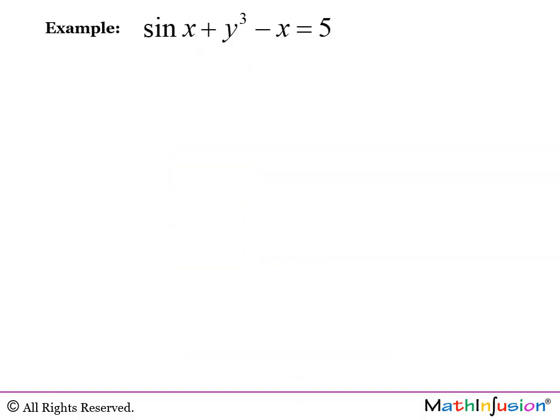Example: sine x plus y cubed minus x equals 5. All the green ones are functions of x. I will take the constant also to be a function of x because the derivative of a constant is just 0. And the other color, the pinkish color, is for the functions that have to do with y's.